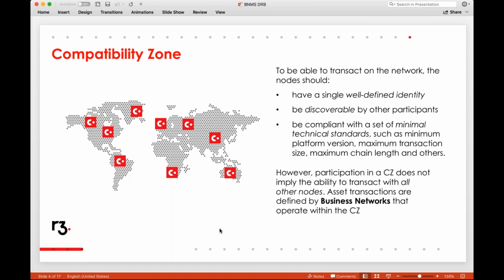Sorry, I didn't get that right. So you're saying that we can operate our own network services, so anybody can create their own compatibility zone, but that would not work in the global network? Did I get that right?